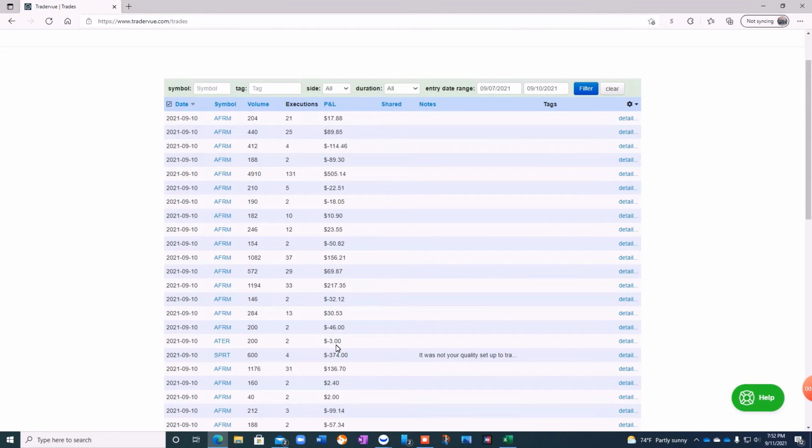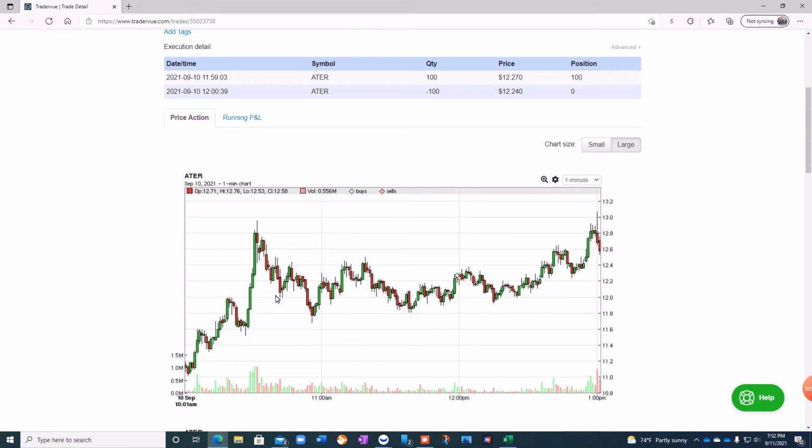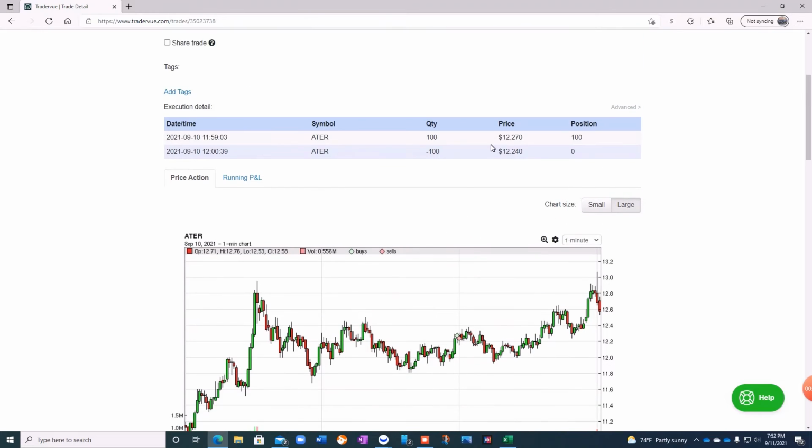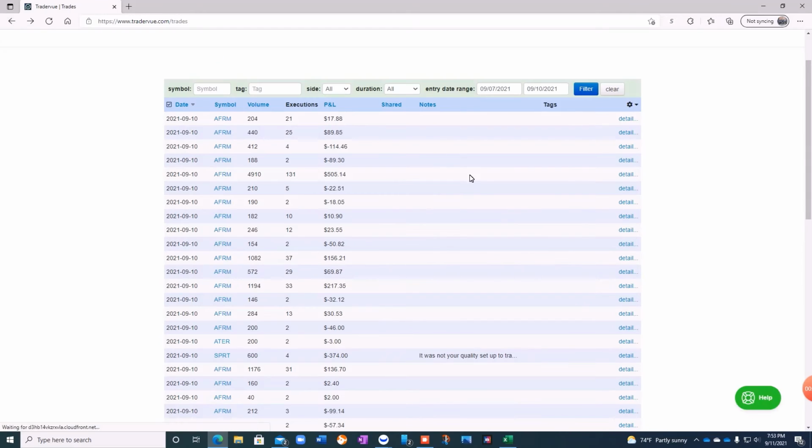So I even went to ATER for a quick trade, and it wasn't moving. Apparently it had volume for the day, but it was trading in a range, and it wasn't breaking out. I took a trade on the break here to 1227. It was supposed to break that high and fly, and instead it didn't. So when it didn't, once it comes back against me, I got out of there quickly. It was just a $3 loss. It wasn't moving, so that's why it wasn't too bad.